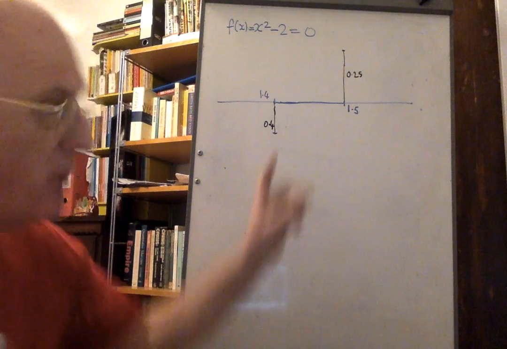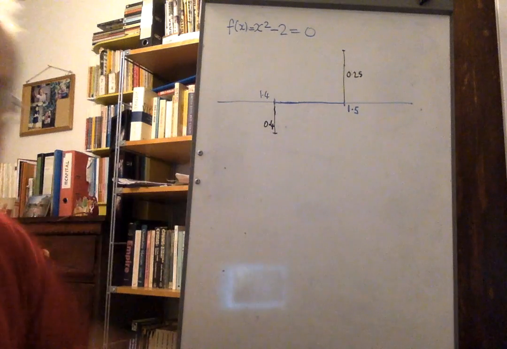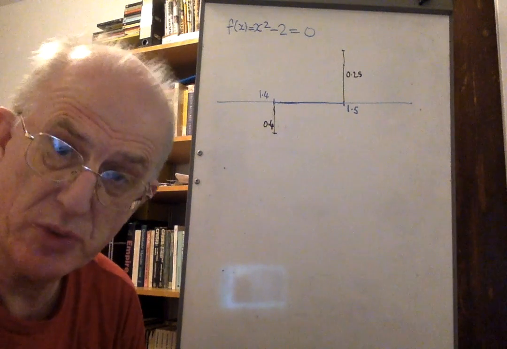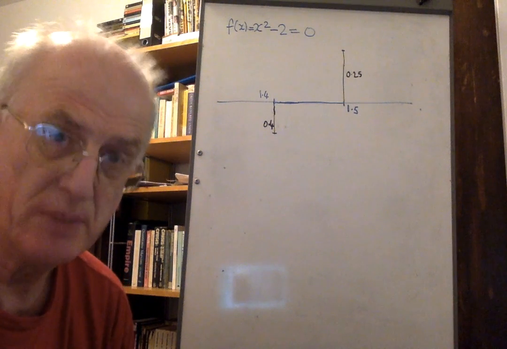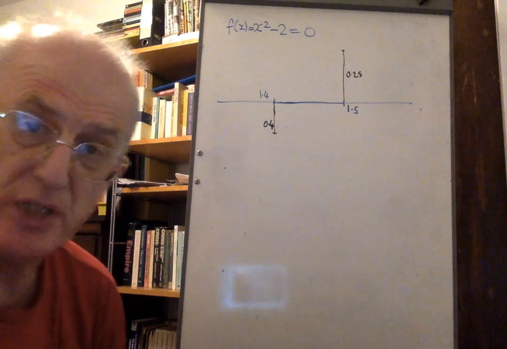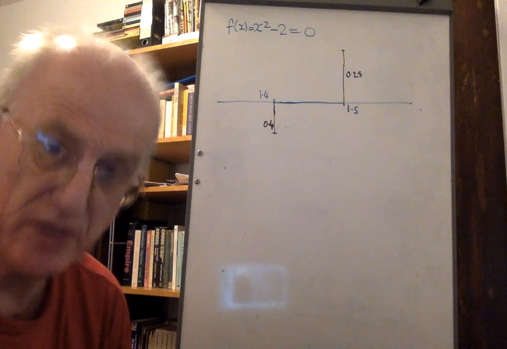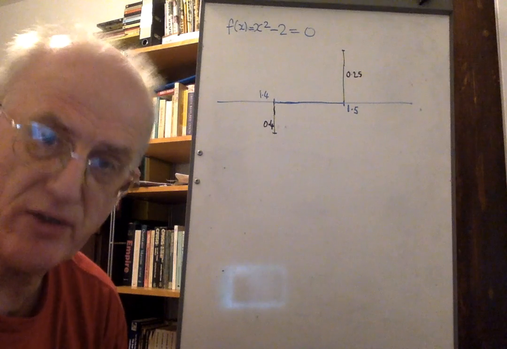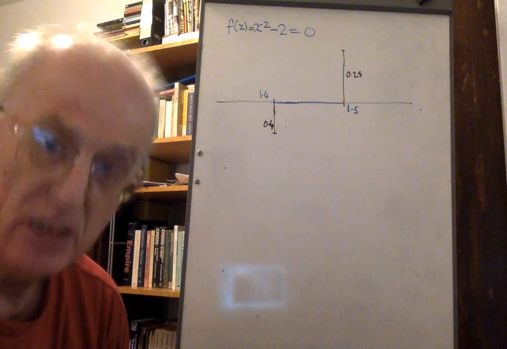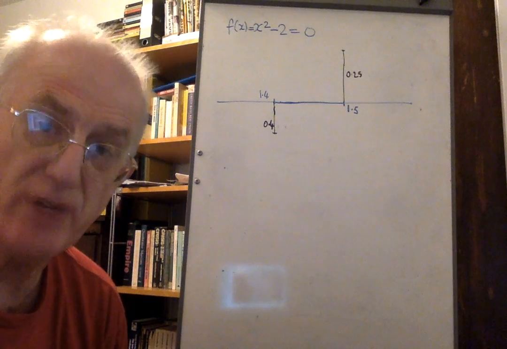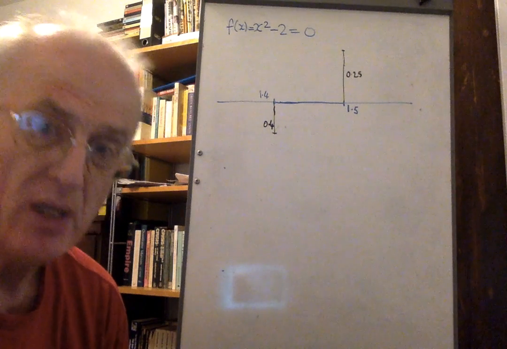Okay, the example we're going to take is we want to find the square root of 2, that is the solutions to the equation x squared minus 2 equals 0. We know we can't find this exactly, so all we're doing is trying to find a best guess.